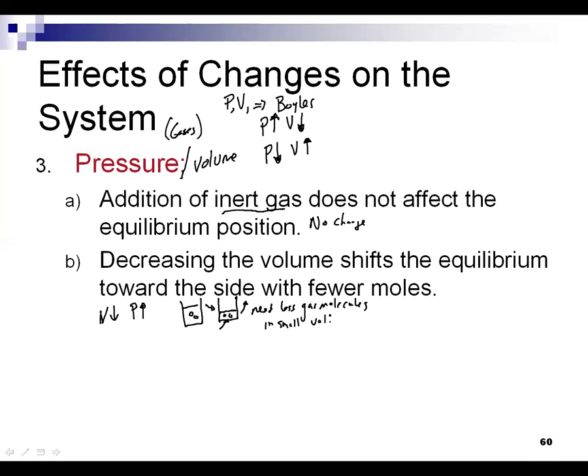Now, the opposite is true. If the volume increases, the pressure will start to decrease. Same idea here. If we start here, and then we get a giant container, these guys now have a lot more room to fly around. The pressure is going to start to drop. So as we go from here to here, the pressure is dropping. To fix that, we need to put more gas molecules in here.